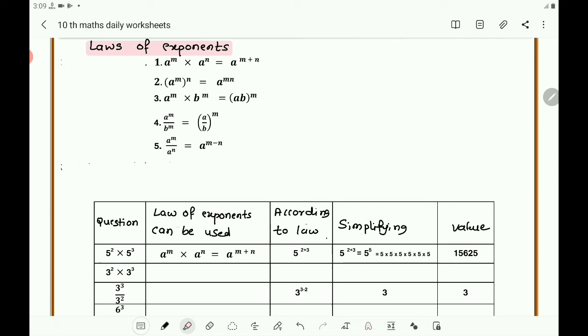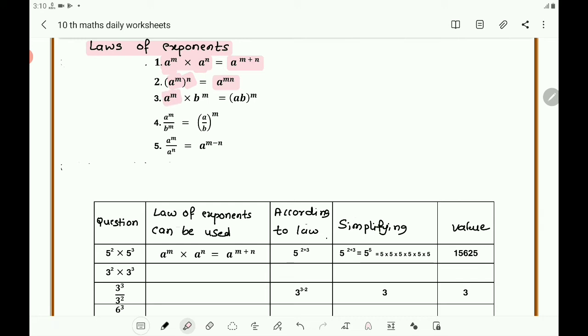Now about the laws of exponents. The first law of exponent is already learnt: a power m into a power n equals a power m plus n. Here you observe the bases are same. If the bases are same, the powers must be added while taking their product. Then a power m whole power n becomes a power m into n.